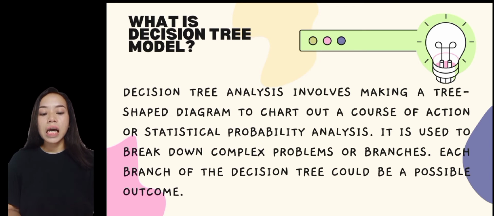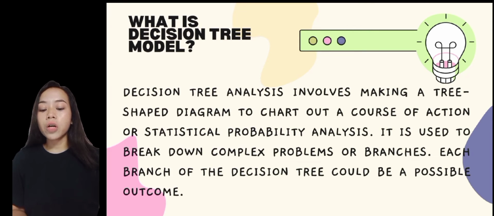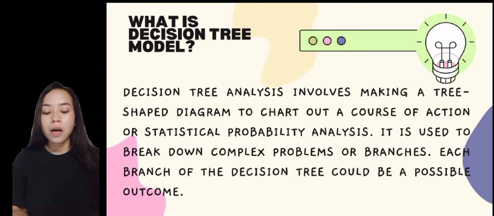Decision tree analysis involves making a tree-shaped diagram to chart out a course of action or a statistical probability analysis. Each branch of the decision tree could be a possible outcome. To further explain, a tree diagram is used for making a decision in business, in which the branches represent the choices with associated risk, cost, results, or probabilities. It is commonly used in operations research, specifically in decision analysis, to help identify a strategy most likely to reach a goal, but it is also a popular tool in machine learning.